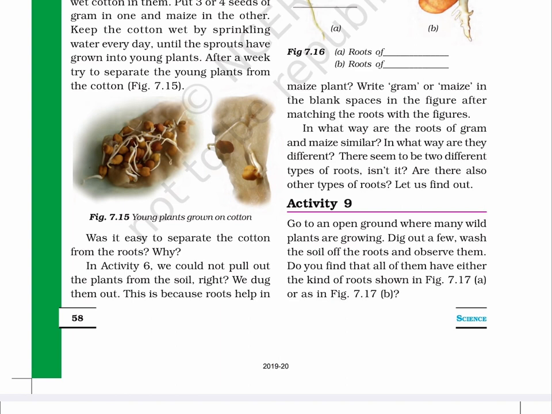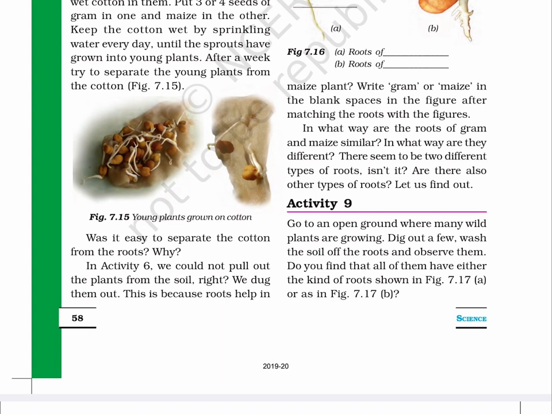and the smaller roots are called lateral roots. Plants with roots as shown in figure 7.17b do not have a main root. All roots seem similar and these are called fibrous roots. Figure 7.17a, taproot and b, fibrous roots.